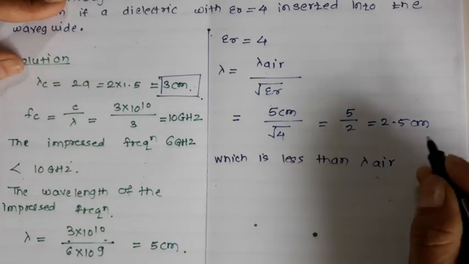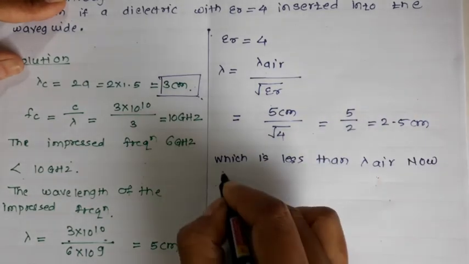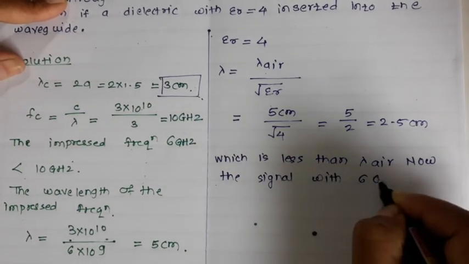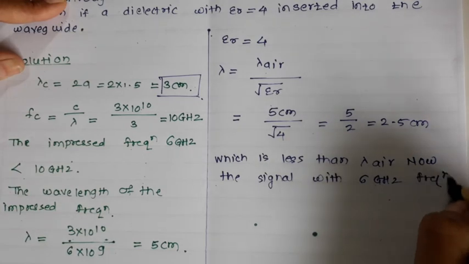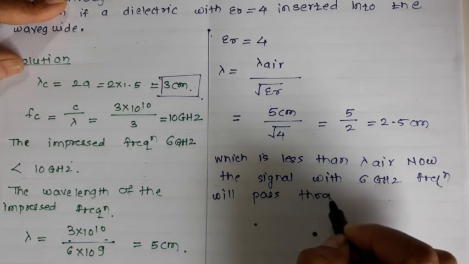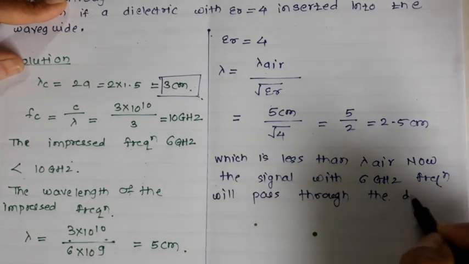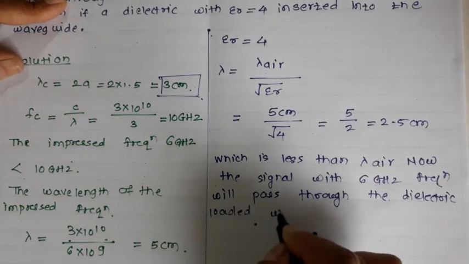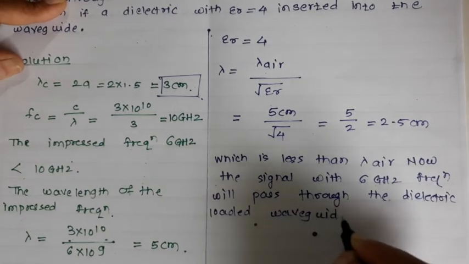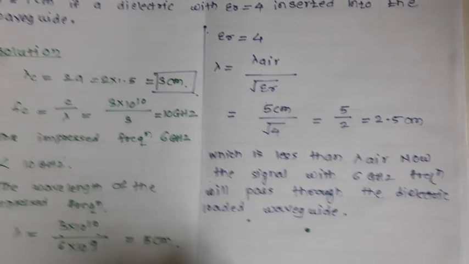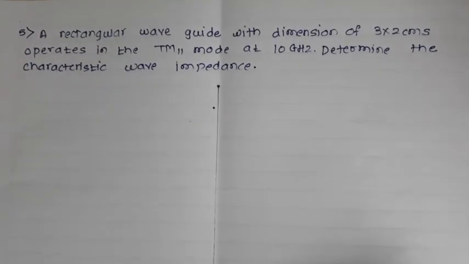So here you can say now the signal with 6 gigahertz frequency will pass through the dielectric loaded waveguide. So this is nothing but, if you are using a medium other than air, your wave will pass through it. The next problem is where you calculate the impedance of your wave.